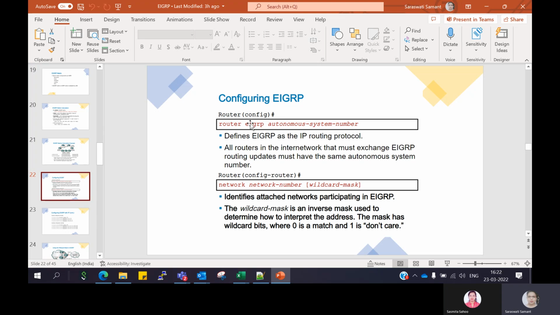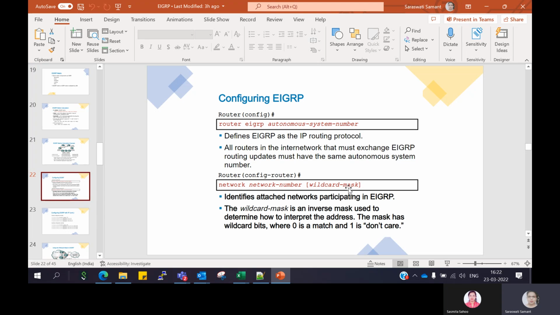Configuring EIGRP: how are you going to configure EIGRP? Router EIGRP and an autonomous system number. You need to activate IP routing. You have to announce the network using this command: network, network number, wildcard mask. The wildcard mask is exactly the inverse of the mask, used to determine how to interpret the address.